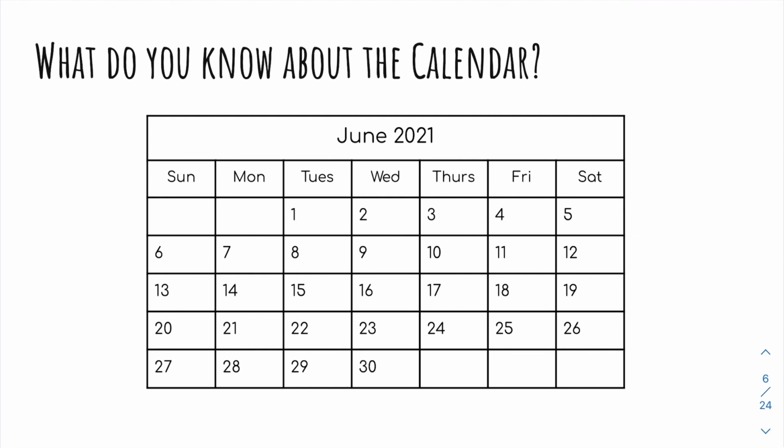Now let's think about what you know about the calendar. What do you notice? What information can we get from a calendar? How is it useful? Looking at the calendar, how many days are in a week? How many days are in the whole month? Do all months have the same number of days? How many months are in a year? Let's talk about those questions.